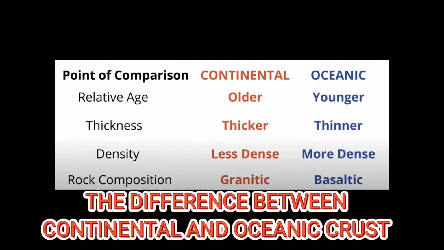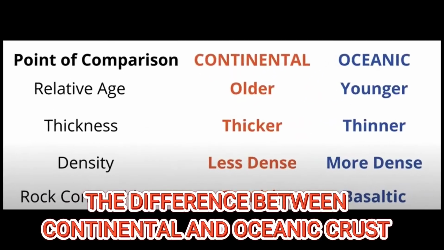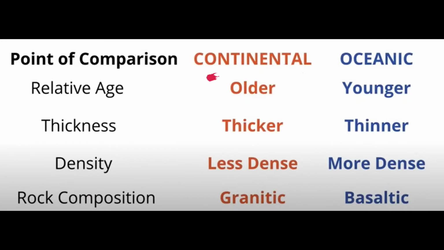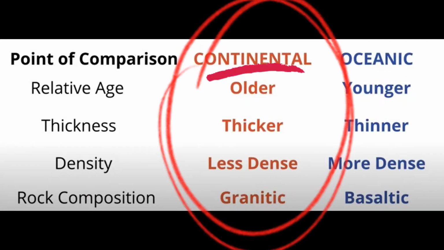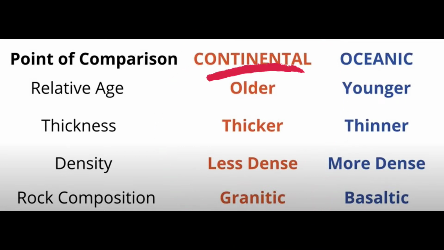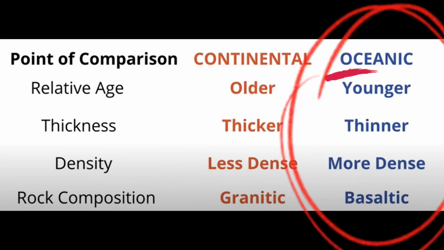These are the differences between continental and oceanic crust. Continental crust is older, thicker, and less dense. It is mostly made of granitic. Oceanic crust is younger, thinner, and denser. It is mostly made of basaltic.